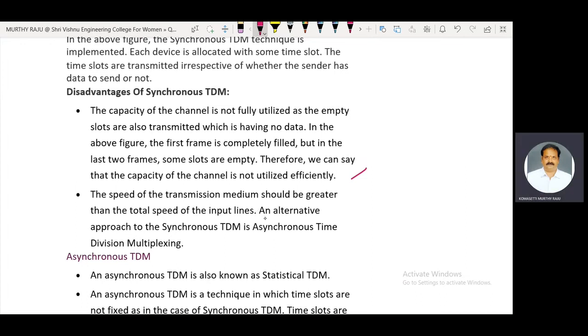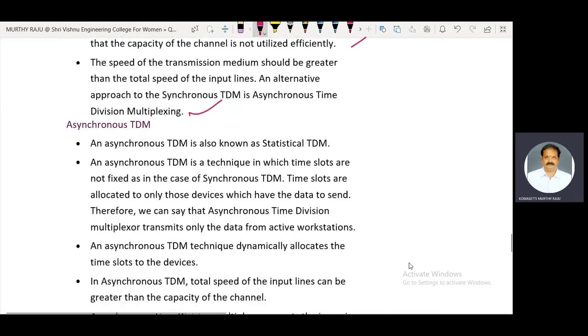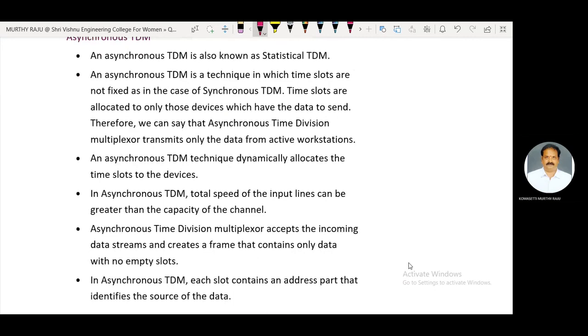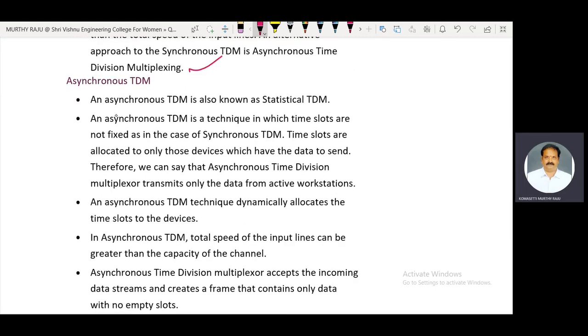That is the reason. Due to empty time slots, an alternative approach to synchronous TDM is asynchronous time division multiplexing. This is the asynchronous TDM. An asynchronous TDM is also known as a statistical TDM. Later I will explain. An asynchronous TDM is a technique in which time slots are not fixed, as in the case of synchronous TDM. At the input side, slots are not fixed. Time slots are allocated to only those devices which have data to be sent.